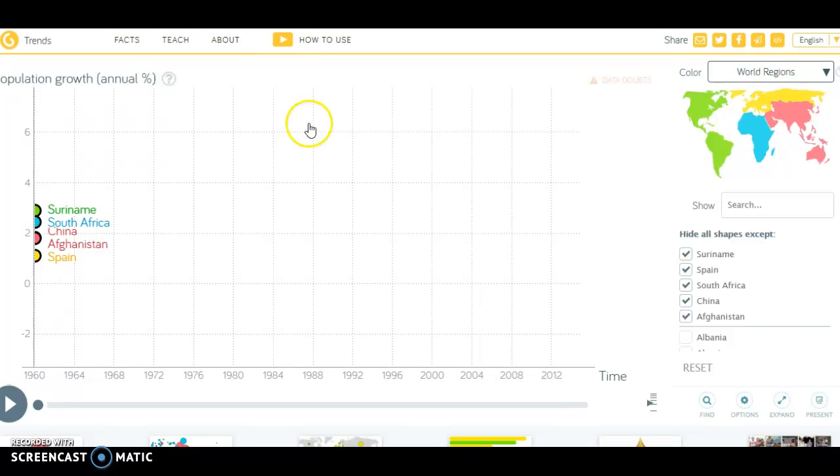I am using the Gapminder tool. The countries that I have chosen to talk about are Suriname, South Africa, China, Afghanistan, and Spain.